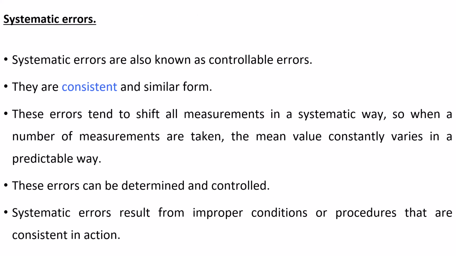Systematic errors are also known as controllable errors. They are consistent and similar in form. These errors tend to shift all measurements in a systematic way, so when a number of measurements are taken, the mean value constantly varies in a predictable way. These errors can be determined and controlled. Systematic errors result from improper conditions or procedures that are consistent in action.